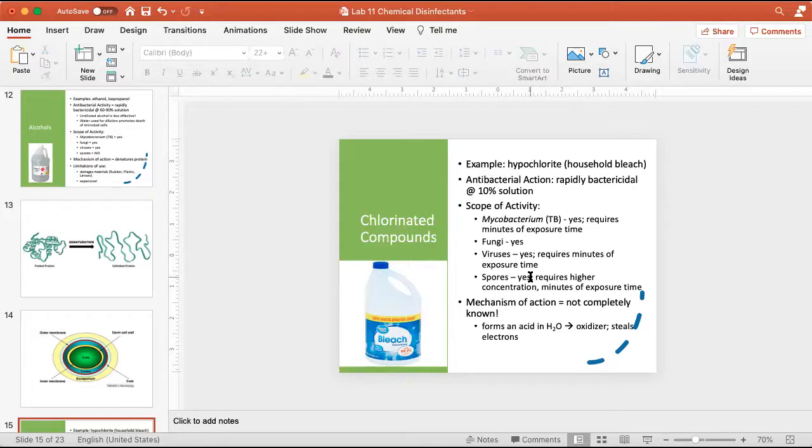Here's the problem though. You have to use a higher concentration than what you would use to kill bacteria. So if you're using the recommended 10% solution, it's not going to destroy spores for you. If you are specifically trying to destroy spores, you need a higher concentration of bleach and you need minutes of exposure time. So again, probably not your first choice. If you're trying to get rid of spores, you need something that's going to work quickly and easily.